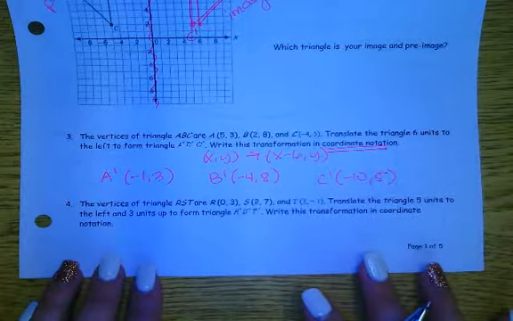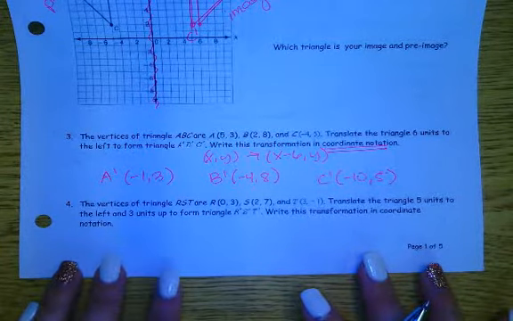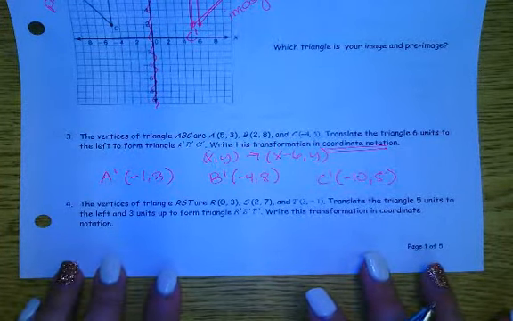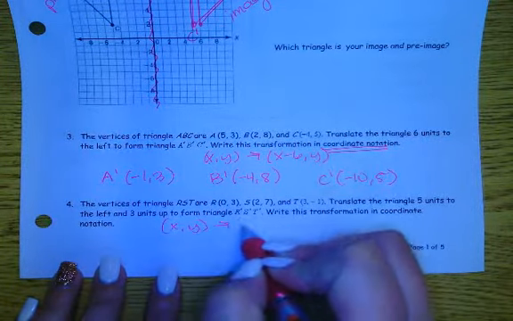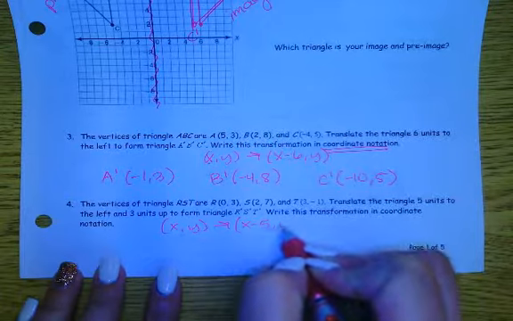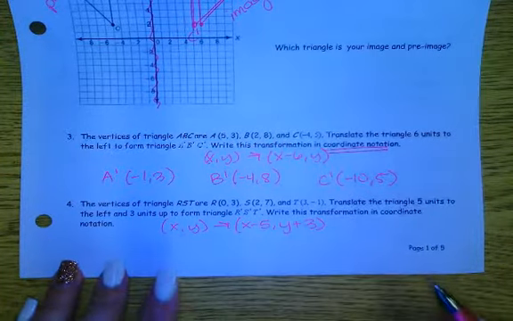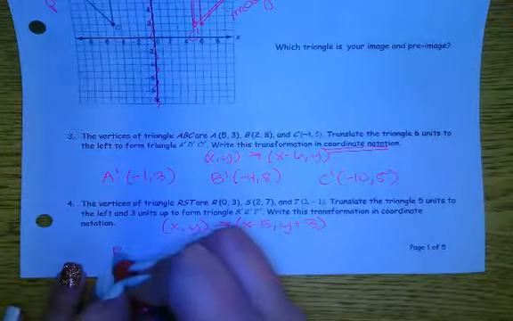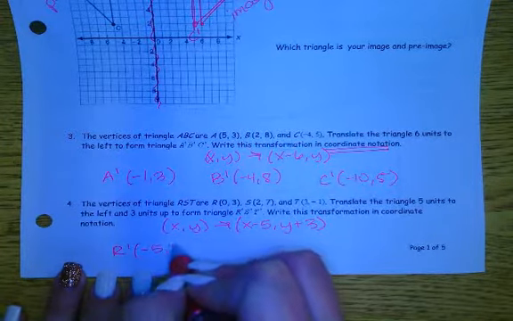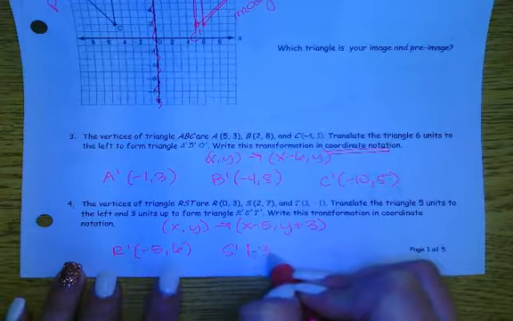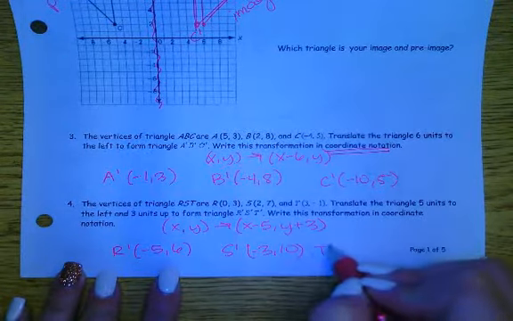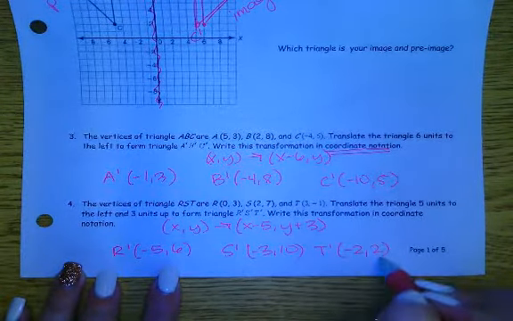Okay, number 4. RST is being translated 5 units left and 3 units up. What would it be in coordinate notation? Okay, and where is R prime? S prime? And T prime. Very good. Questions on the review?